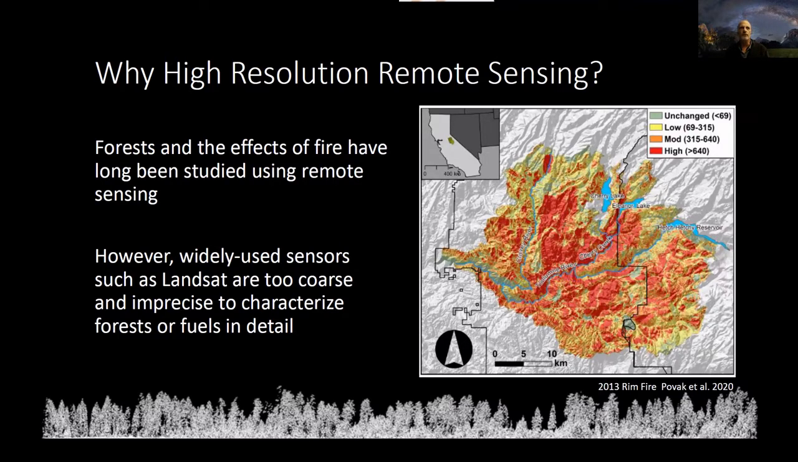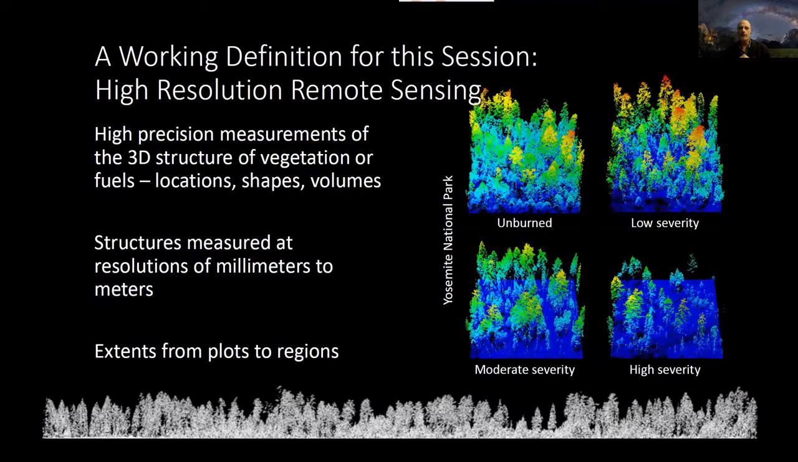And of course, a great deal of information is lost at those resolutions. So there are many definitions that could be used for high definition. In going with the unifying theme of the talks in this session, I am going to apply a very practical one. In our context, high resolution remote sensing is the high precision measurement of the 3D structure of vegetation or fields. This will include its location, its shapes, and its volumes.